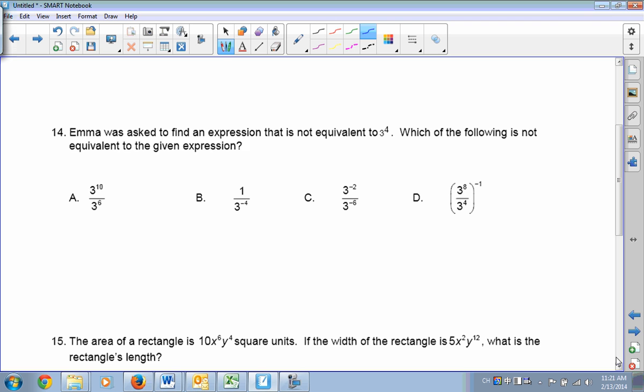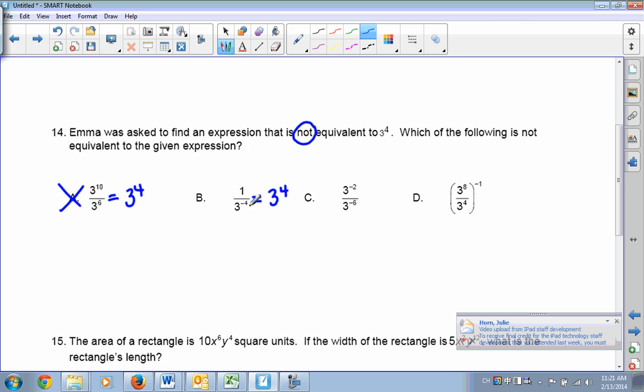Emma was asked to find an expression that is not equivalent to 3 to the 4th. Which of the following is not equivalent to that? 3 to the 10th divided by 3 to the 6. What is that equivalent to? 3 to the 4th. So that is not our answer. 1 over 3 to the negative 4, which is equivalent to, yeah, you bring this to the numerator because it's a negative exponent. So it's not B.